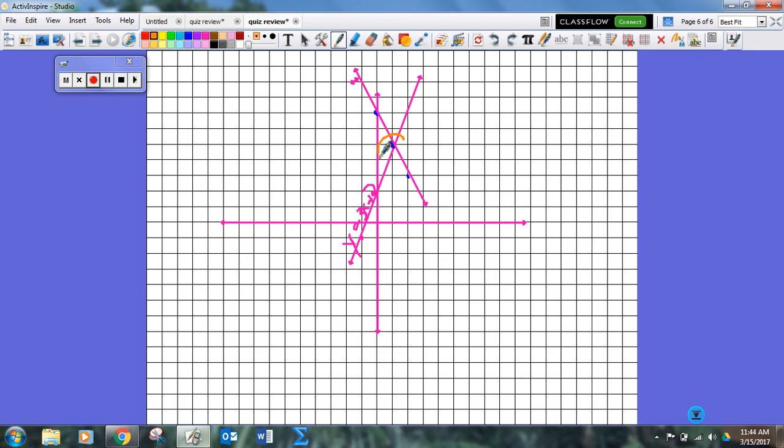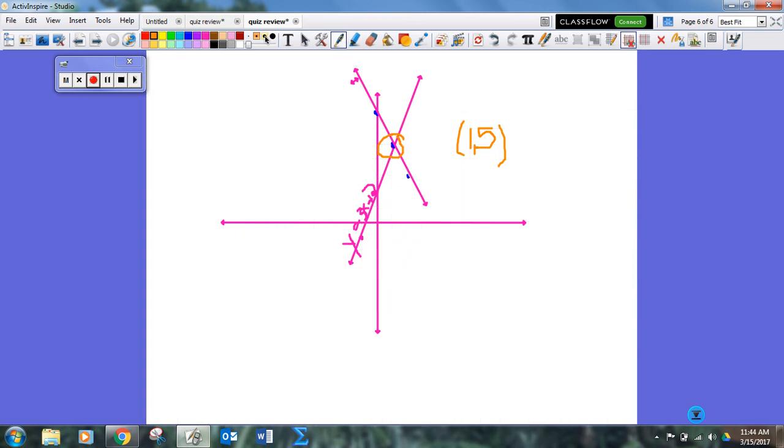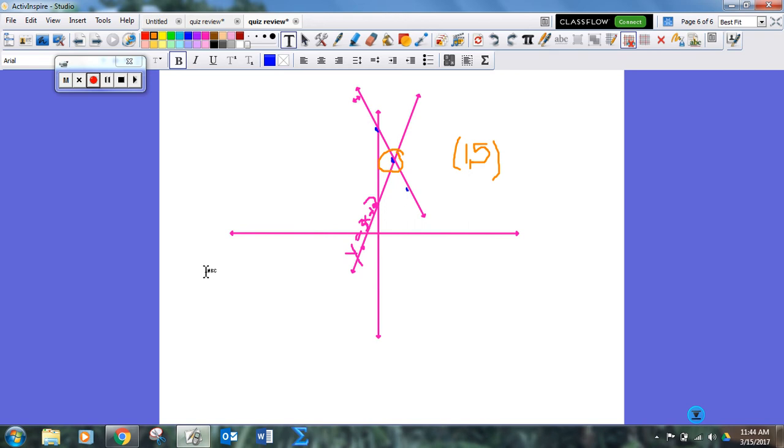So even though my lines are slightly off, which again with a ruler you can do much better, I can see that my point of intersection is 1, 5. I must now check that in both equations. So let me turn off the graph paper and start typing here so you can see. So in the point 1, 5, I know that x equals 1 and y equals 5. To use my equation y equals 3x plus 2, I'm going to substitute 5 for y and 1 for x, and then follow the order of operations. 3 times 1 is 3, plus 2 gives me 5 equals 5.